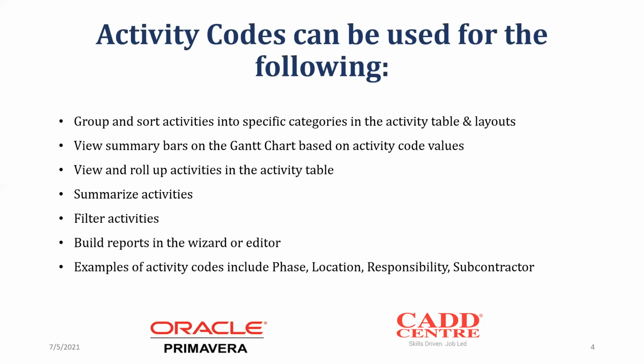Then they can be used to summarize activities, also in filtering, also as you're building reports, in the report wizard. Now these are some of the activity code examples: phase, location, responsibility, subcontractor.